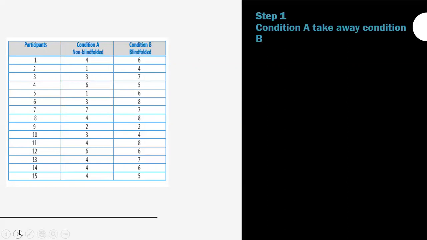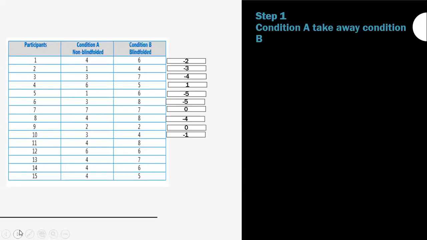So step one. Condition A, take away condition B. Quite straightforward. Condition A minus condition B for each participant. So 4 minus 6 gives us minus 2. 1 minus 4 gives us minus 3. I'm not going to go through each one. 1 minus 6 gives us minus 5. 3 minus 8 gives us minus 5. 7 minus 0, 7 not 0, gives us 0.